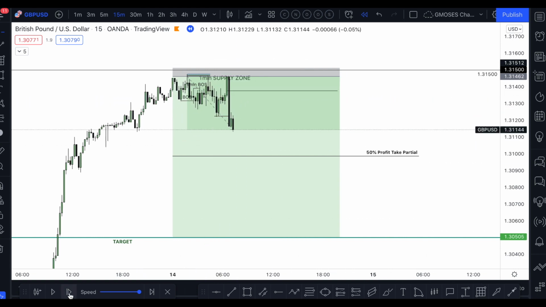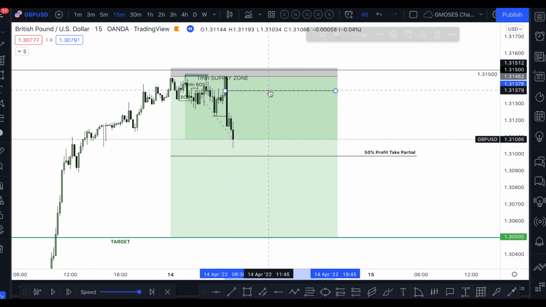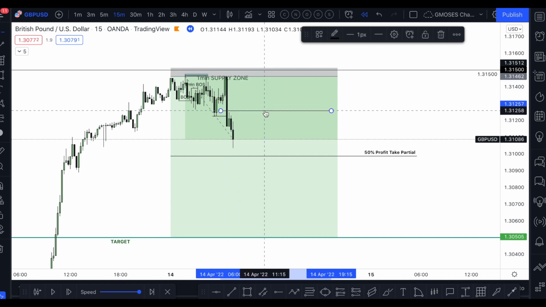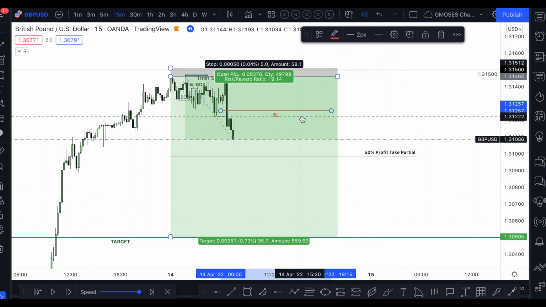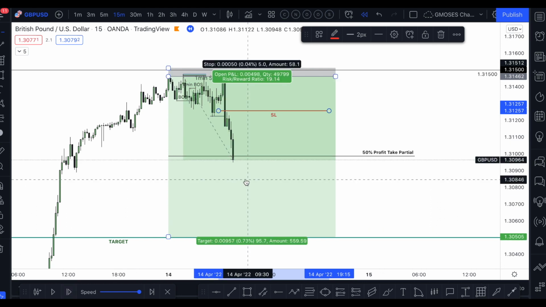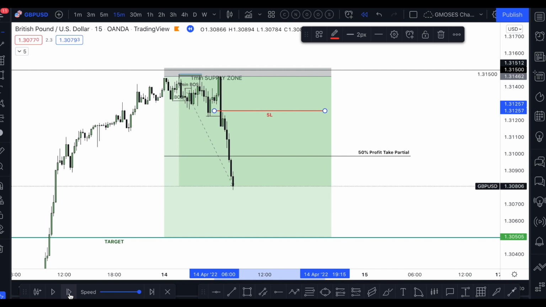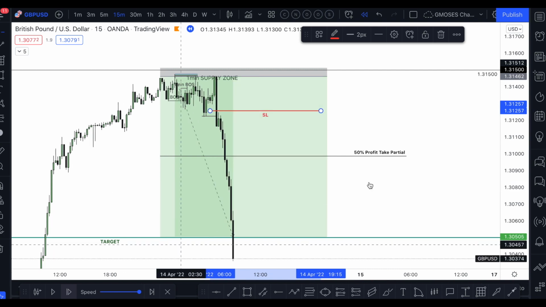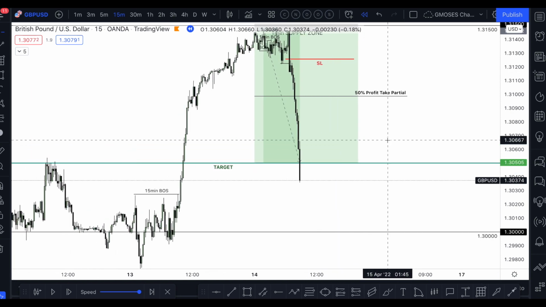So let's look at price. Here's another area as well. It broke this short-term low, gave us another order block here. So now stop loss, move to this area here. That's our new stop loss and more profit. And let's watch price. 50%, you can take partial profits if you want, and as you can see, price never stopped. It went all the way down to our target.